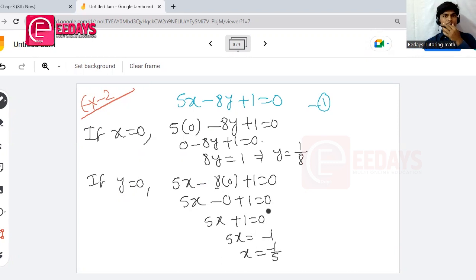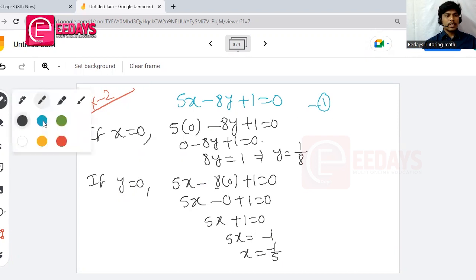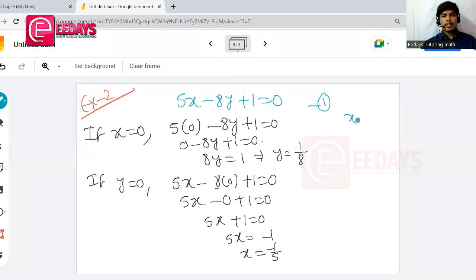Okay, we are getting fractions. That's why let's write the points here. x comma y, the same as what we did. Here we took x is equal to 0 and the y value we got is 1 by 8. 1 by 8 is nothing but, if you do it in a calculator, 0.125.